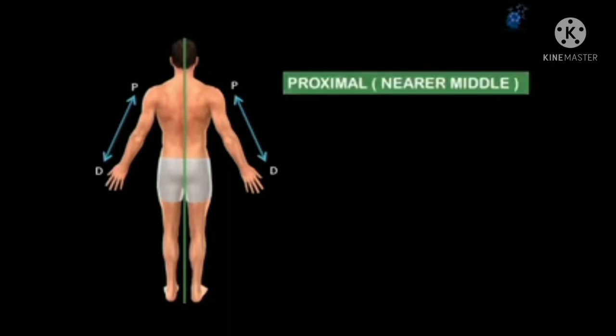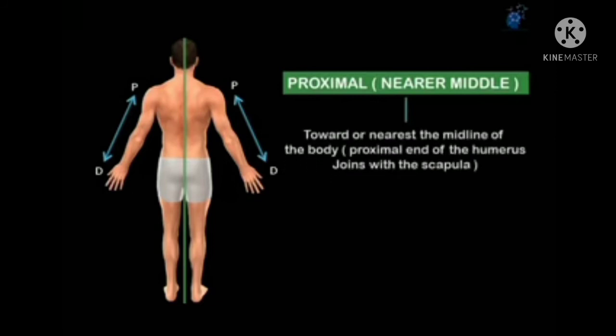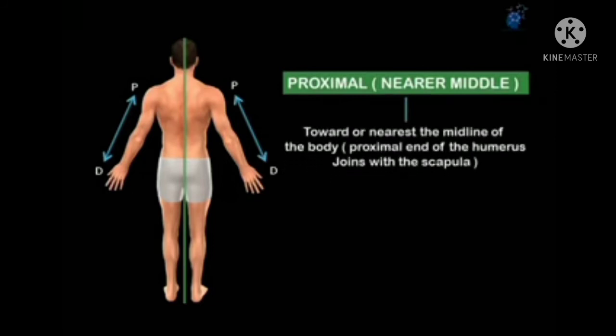Now, we will discuss the other directional terms. As you can see in the diagram, the green straight line shows the midline, and the arrows at both sides show P and D. P means the proximal side and D means the distal side of the body. Firstly, the proximal side is nearer to the middle, toward the nearest point to the midline of the body, and the proximal end of the humerus joint with the scapula is an example of proximal.